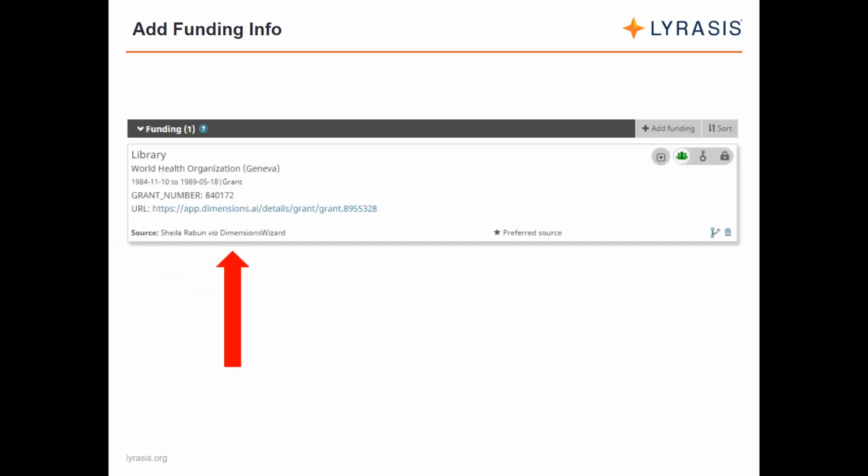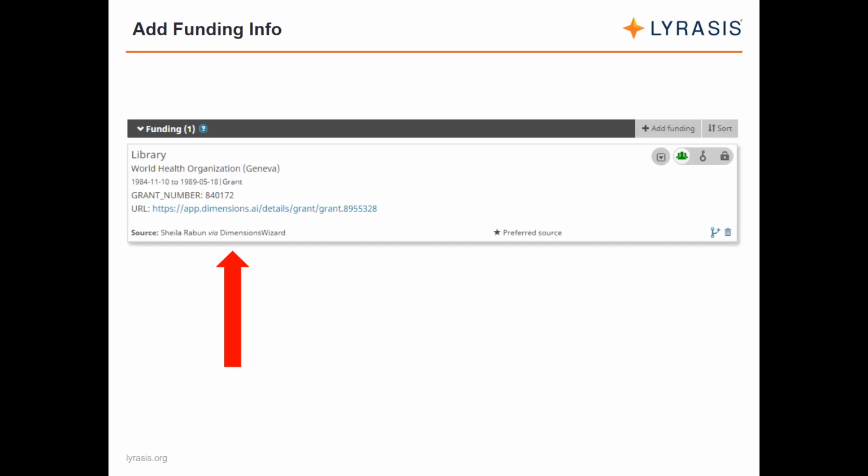And again, like we saw with the works and the Crossref wizard, your funding will be added for you if it's available in that Dimensions Wizard database. So I encourage you to go into your ORCID record, give this a try, see if you can leverage any of these tools to help you get started with populating your ORCID data.